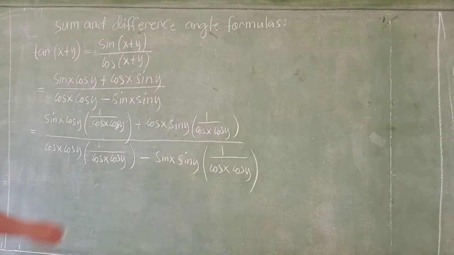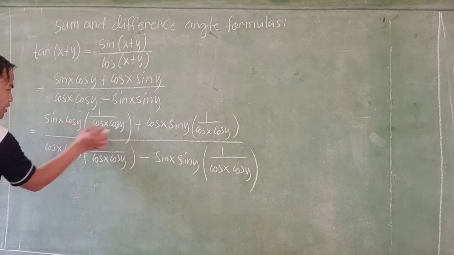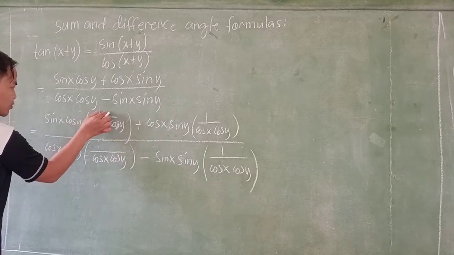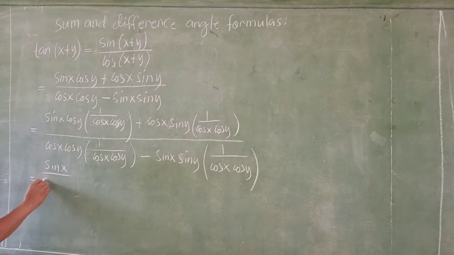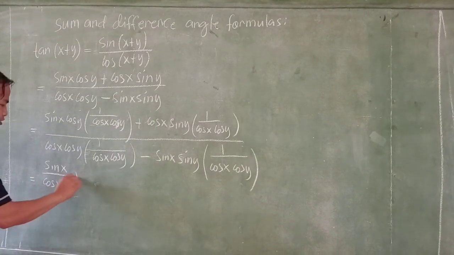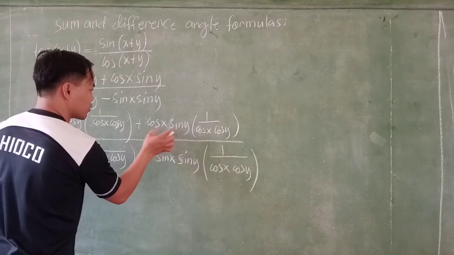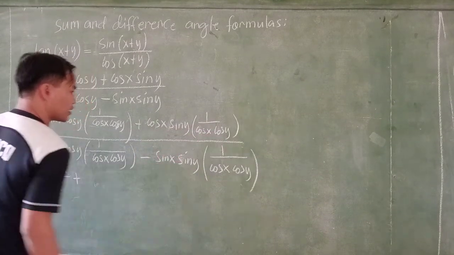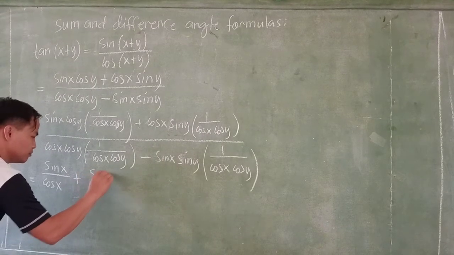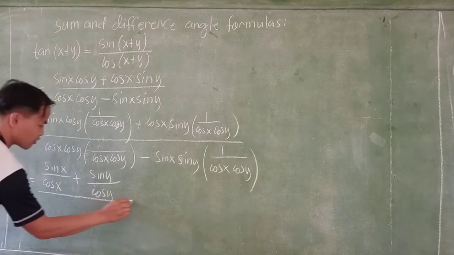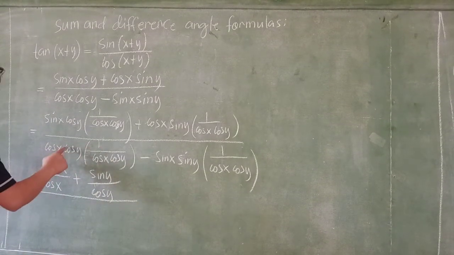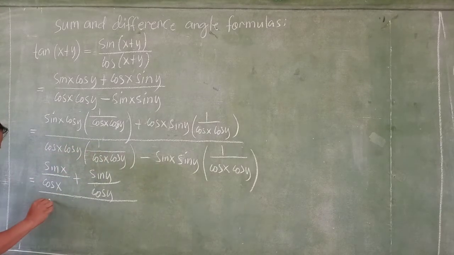So when we multiply this one, what cancels out is cos y. There is no cos y here. Cos y times 1, cos y over cos y, cancels to 1. So the remaining is sine x over cos x, plus, the cos x cancels here, so what remains is sine y cos y. Over, here when you multiply them, they cancel, so what remains is 1.